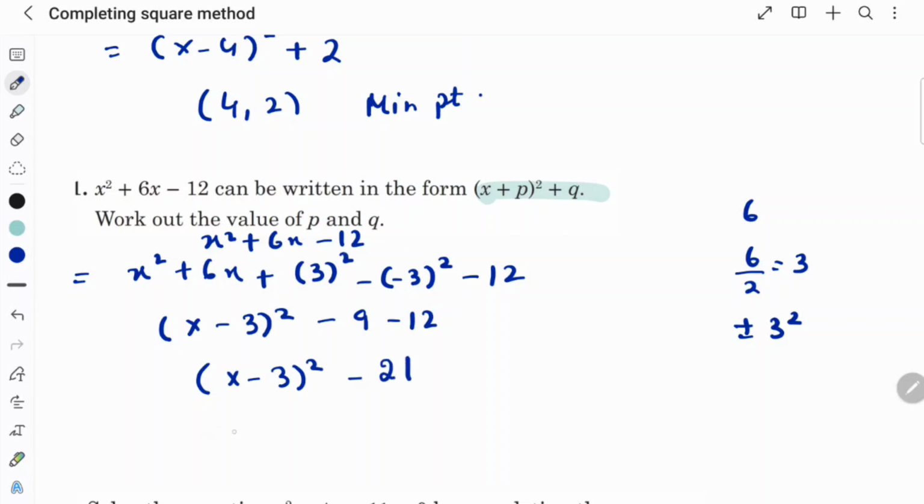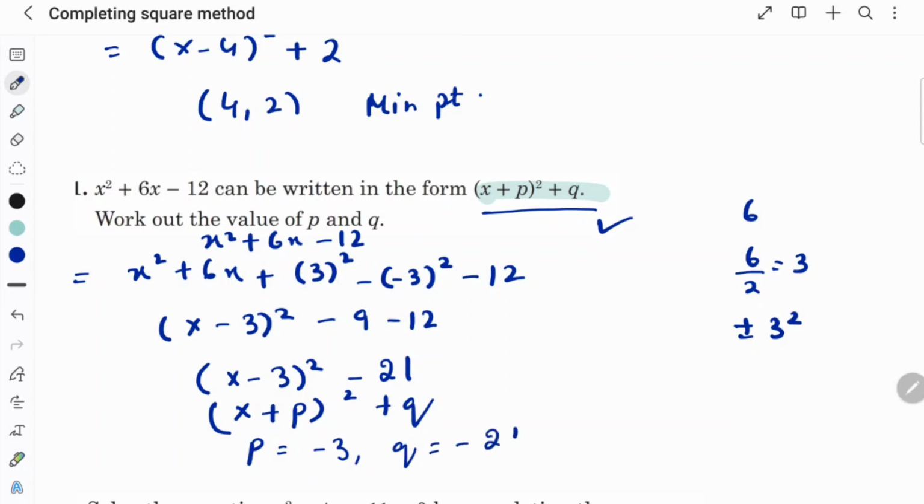So they're asking to find out the value of p and q. So I'm just writing down here and comparing the coefficients. So that is x plus p whole square and plus q. I just copied down this. So p will be equal to minus 3 and q will be equal to minus 21. And the turning point or the minimum point is equal to, this is minus 3 here. So I write down 3 and minus 21.